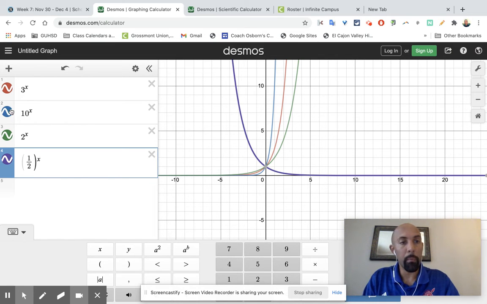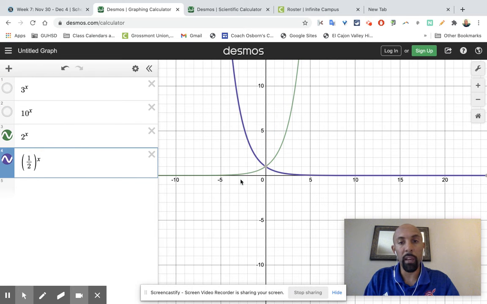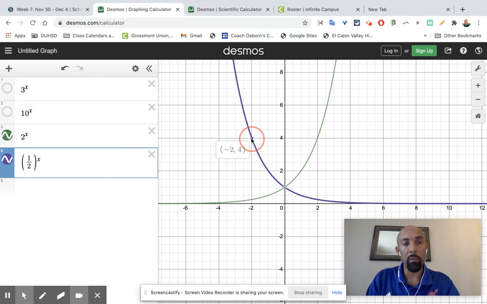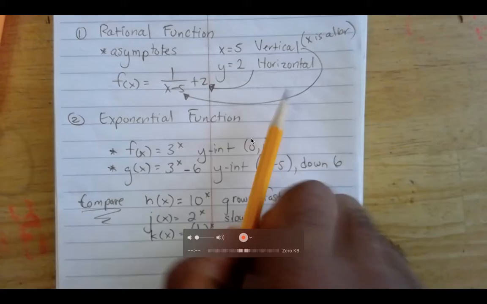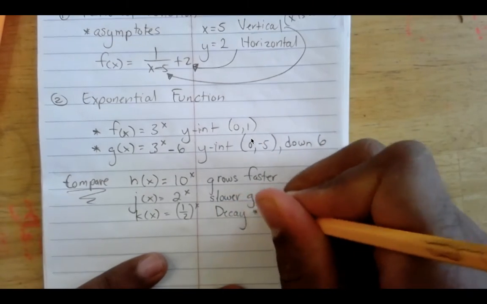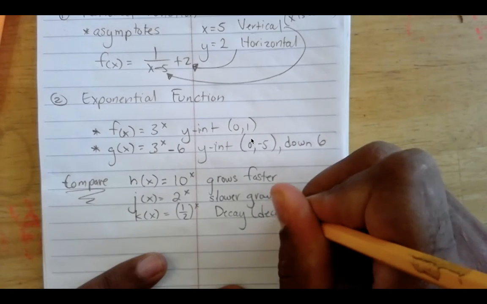And I want you to see how that compares to 2 to the x. Notice that they're pretty much opposites of each other, or reflections of each other is what I mean. So here at this point for the 2 to the x, it's 2, 4, and the same point on the 1 over 2, it's negative 2, 4. So it's basically a reflection over the y-axis of that function. Okay, so here, this is going to be a decay or decrease.